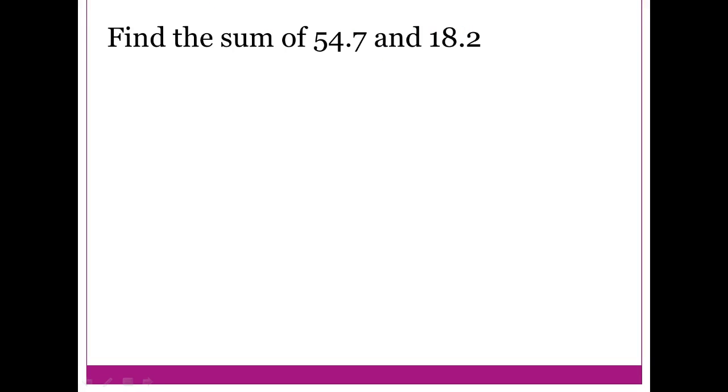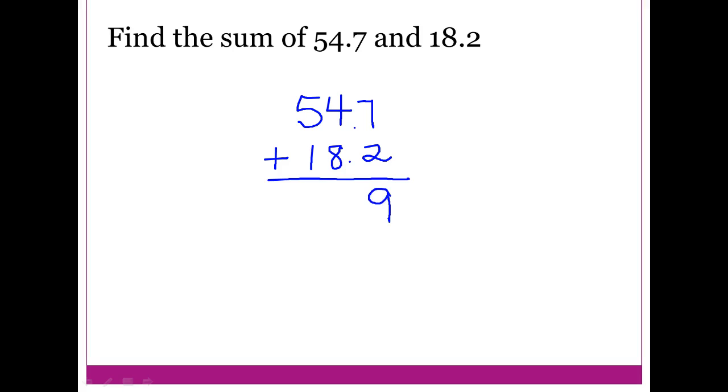Find the sum of 54 and 7/10 and 18 and 2/10. Since it's sum, that means we'll be doing addition. The first thing we want to do is write the problem with the decimal points aligned. So we have 54 and 7/10 plus 18 and 2/10. Then you simply add. So we add up the tenths, bring the decimal straight down in our answer. Then we add the 1 spot, which is 12, so we have to carry the 1. And finally we have an answer of 72 and 9/10.